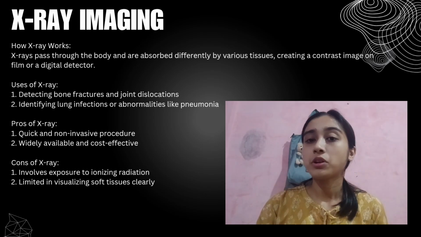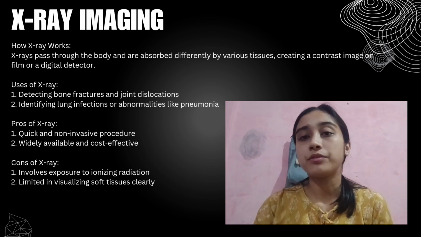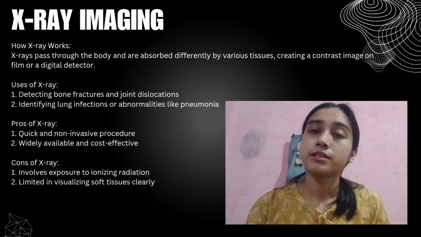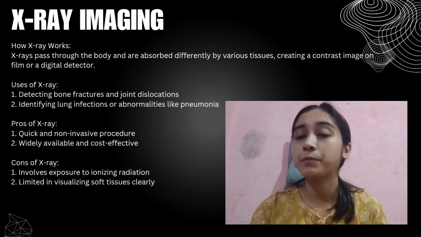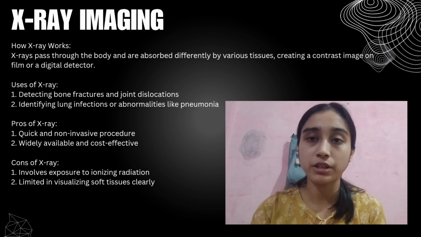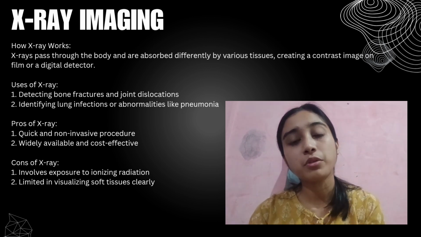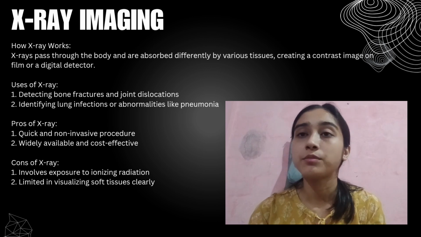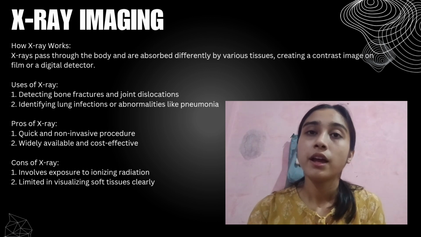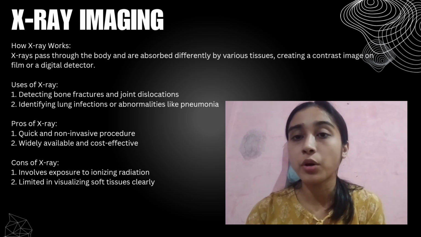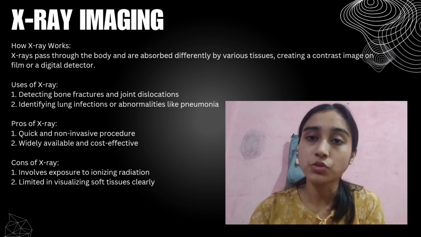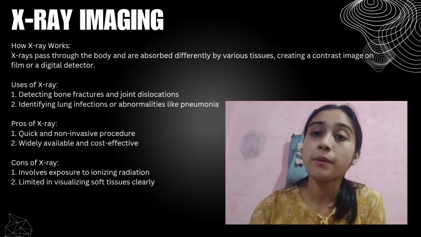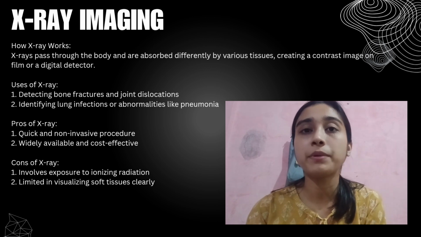So firstly, we are going to talk about X-ray imaging, that is radiography. How does it work? X-ray imaging uses ionizing radiation to create pictures of the internal structure of the body. The X-rays pass through the body and different tissues absorb them in varying degrees. Dense tissues like bones absorb more radiation, appearing white on the image, while softer tissues, for example muscles, absorb less and appear darker.